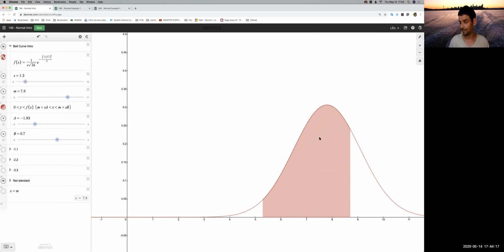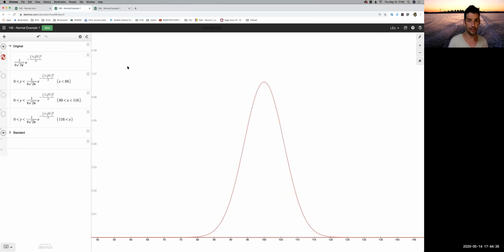So let's do an example and see how we can compute these things. So let's look at a different picture. Here I have the normal distribution for a particular situation.